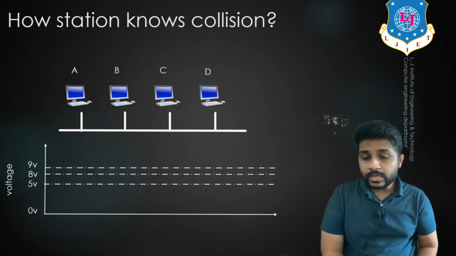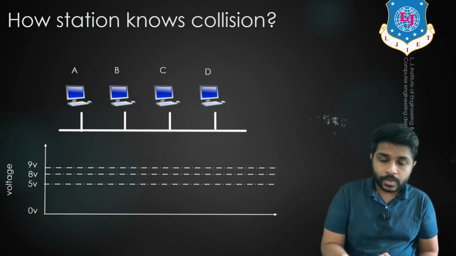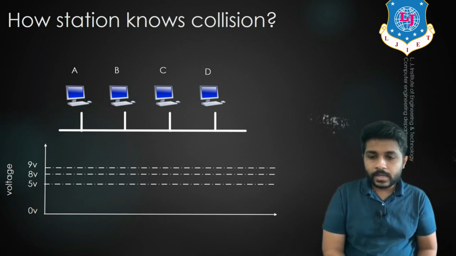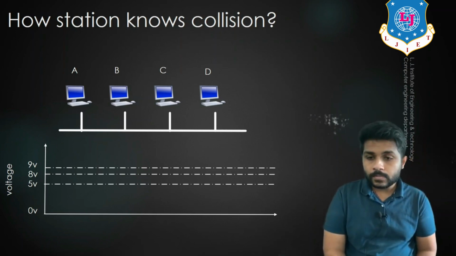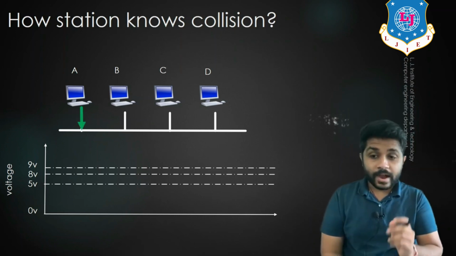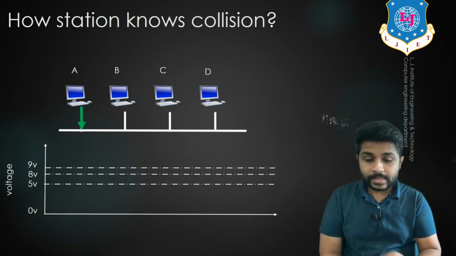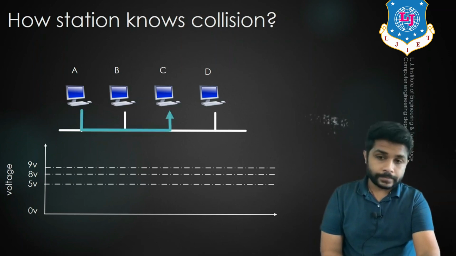Still, the question remains how the station knows that there is a collision. So let's see that. Suppose device A wants to send some data to C. Because they are following the CSMA CD method, device A will first sense the channel. After sensing, if A finds that the channel is idle, A will send data to C.